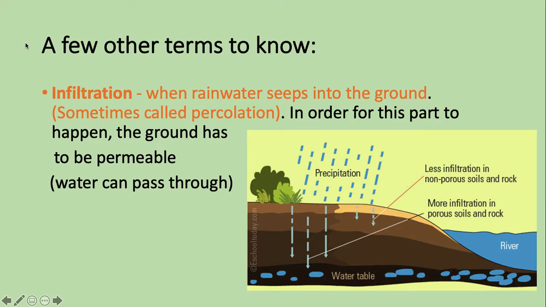Infiltration. Infiltration is when rainwater seeps into the ground. So it has to be a permeable surface, someplace where water can seep into the ground. So not like a blacktop, but a field of grass and soil, for example. Sometimes infiltration is called percolation. In order for this to happen, like I said, the ground has to be permeable, which means water can pass through. So permeability is important here as well.